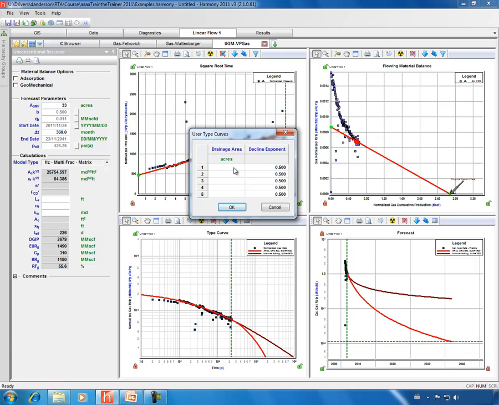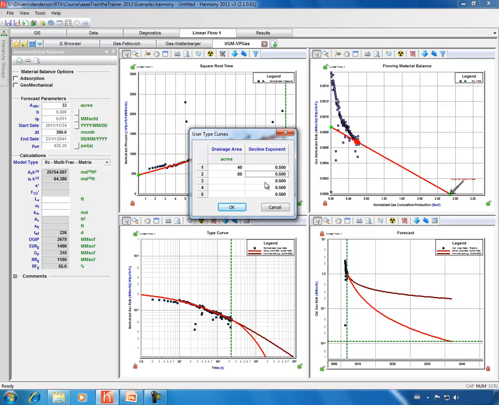So in reality, the drainage area could be and probably is larger than 33 acres. So what I would propose is that we try a forecast for a drainage area of 40 acres and then maybe another one for 80 acres. And in both of these forecasts, I can specify the decline exponent.